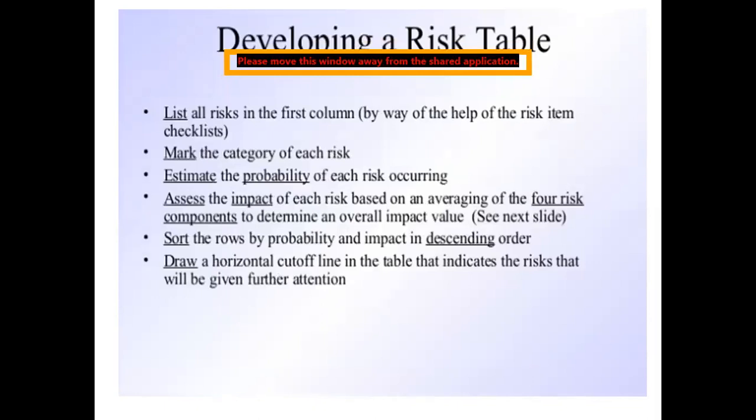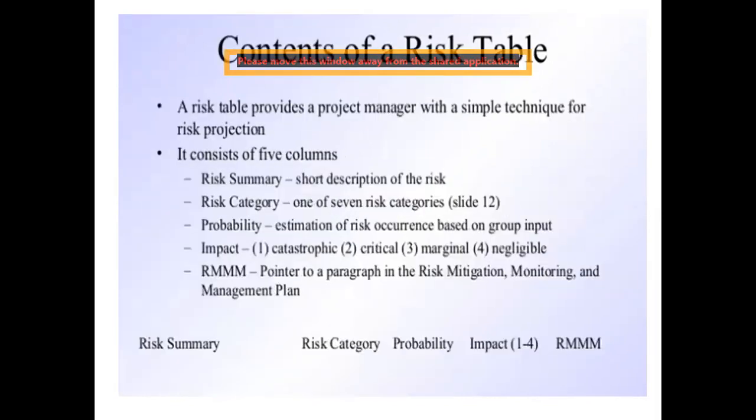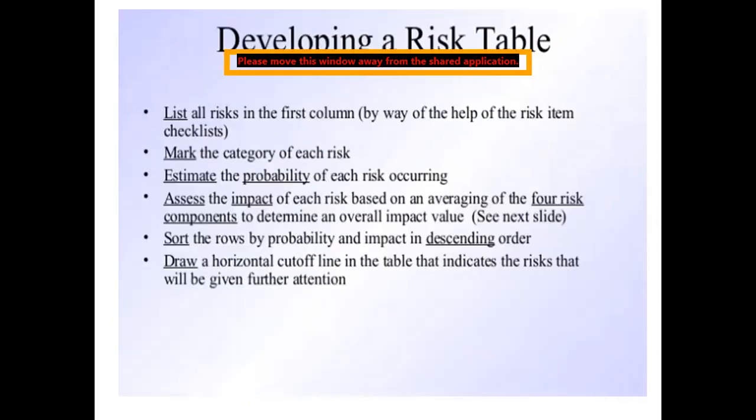Now here we are going to develop a risk table. We will list all the risks in the first column and mark the category of each risk. In the preceding slide you have already seen risk summary, risk category, probability, impact. Then we will consider the nature of the impact on the software product or the project, that is catastrophic, critical, marginal, or negligible. These are the various types of impact, and then RMMM. So these are the 5 columns.